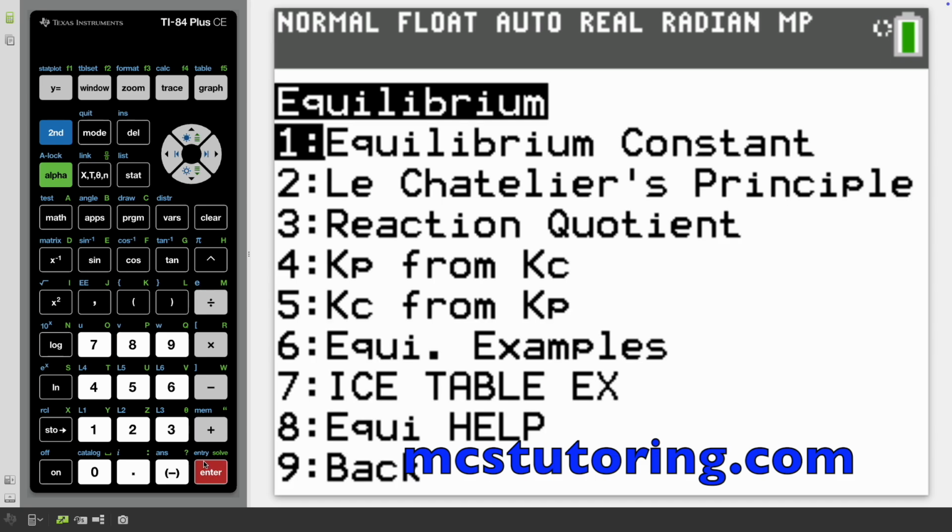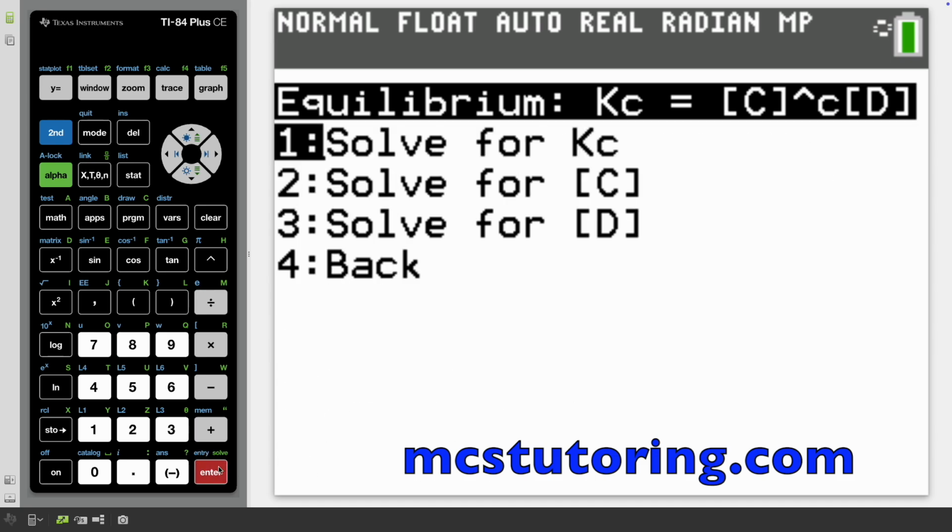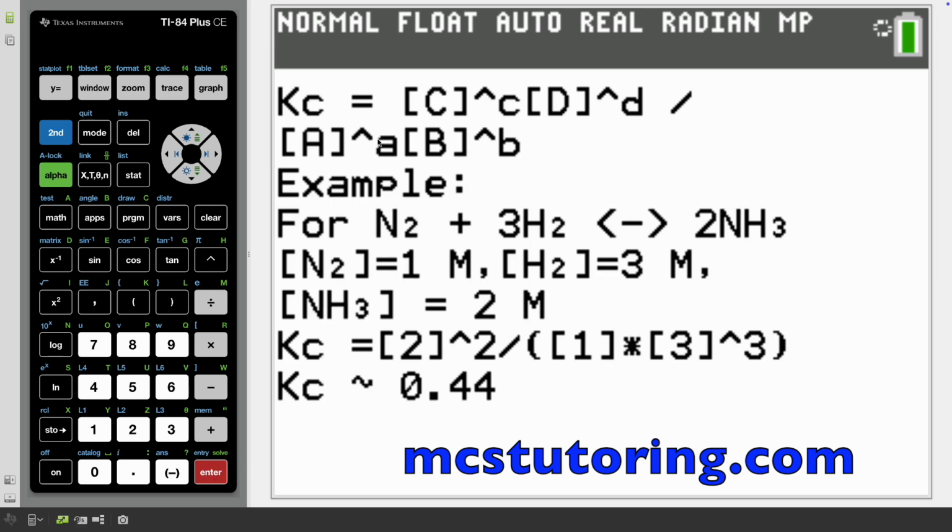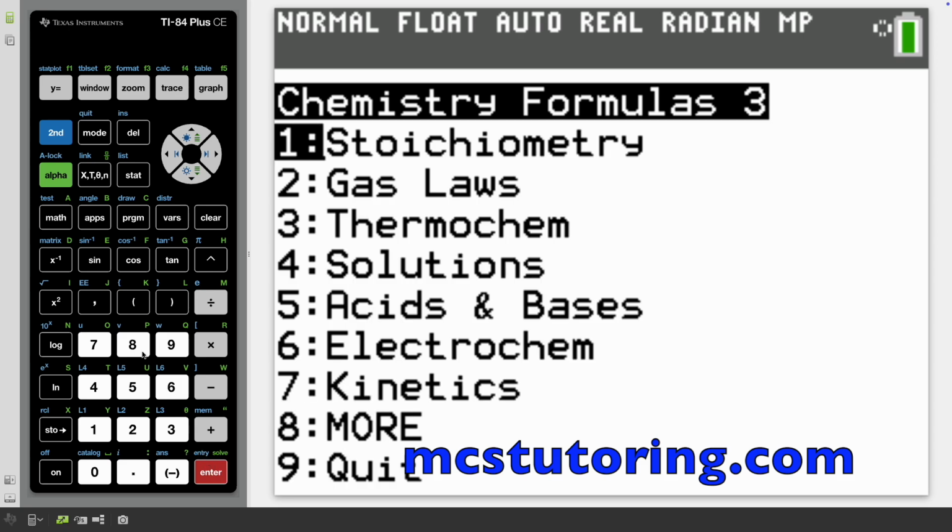Okay, let's actually do one. Equilibrium constant. So we've got Kc equals C raised to C, probably D raised to something, whatever. Let's solve for K sub C. So here's the actual equation in its entirety. C raised to the C, D raised to D, divided by A raised to A, B raised to B. So we've got nitrogen plus 3H2 yields 2NH3. So yeah, this is what it looks like, guys. Boom, boom, boom. Okay, great. I don't want to comment on it because I don't understand it.